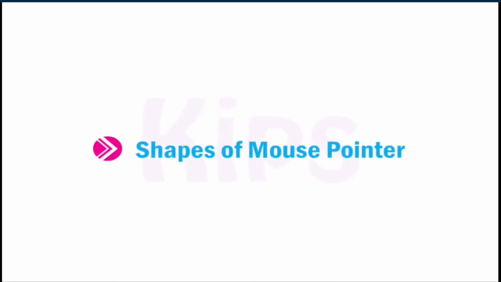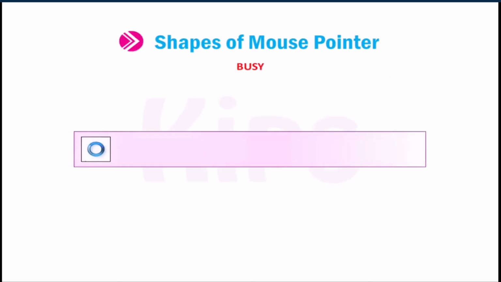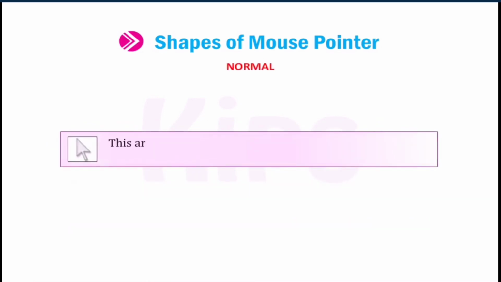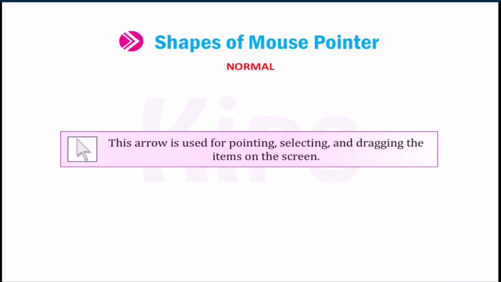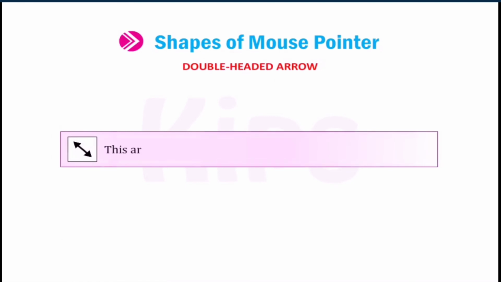Students, let me tell you about mouse pointer shapes. The shape of the mouse pointer changes according to the actions we perform. Busy. It means that the computer is busy and wants you to wait. Normal. This arrow is used for pointing, selecting and dragging the items on the screen. Double-headed arrow. This arrow is used for resizing the windows or pictures.